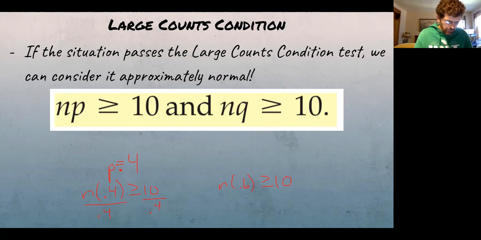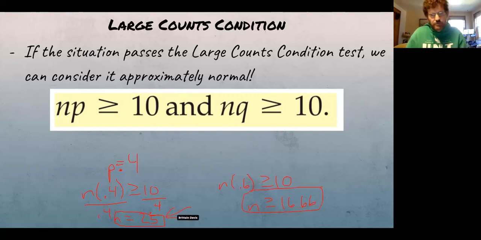So when my probability is 0.4, I'm going to need 25 trials for it to be approximately normal. Now I know it's going to be 25 because if I do this over here, 10 divided by 0.6 says n is greater than or equal to 16.66, and so on. So it's the bigger one. I need the bigger number of trials to make sure that this works. Okay, so we can do that.